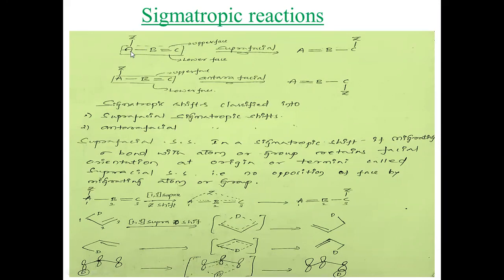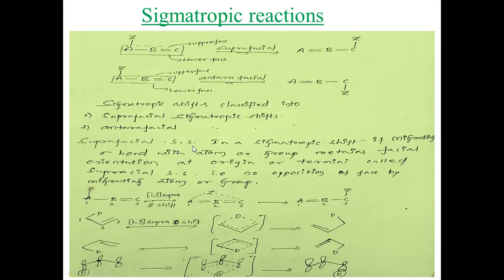Suppose this is the molecule A single bond B, B double bond C, and here A is connected with the Z atom with a single bond. So this is the upper phase and this is the lower phase. If the migrating atom or group retains its position even after the migration, then we call that suprafacial. If it is changing its position or phase after migration, then we call them antarafacial sigmatropic shifts. Let us see some examples to understand this clearly.